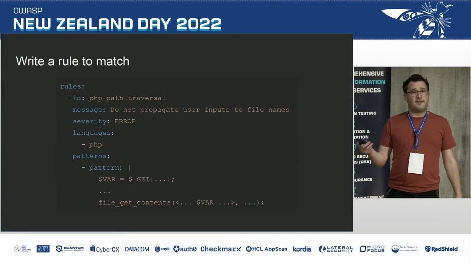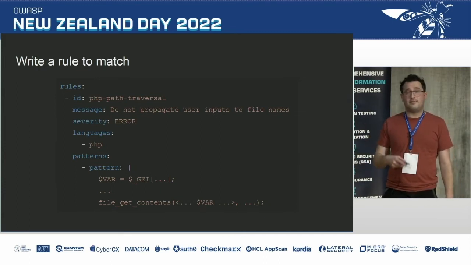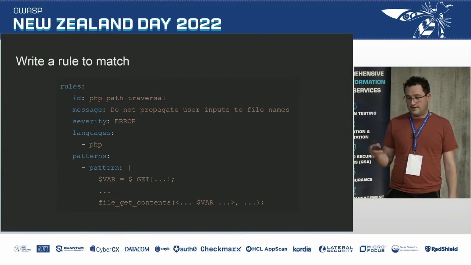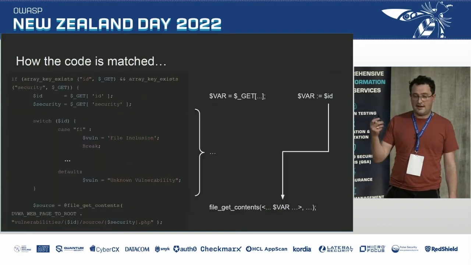Now that $var thing, for those of you who do PHP development, will look a lot like a PHP variable. That's not. That is a Semgrep metavariable, which is basically a placeholder. And the constraint is that it has to be the same throughout the pattern. So how does this line up?